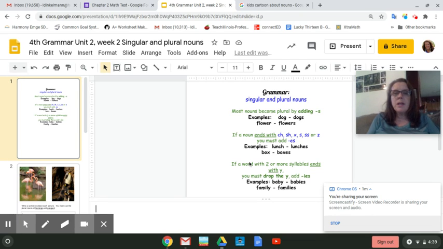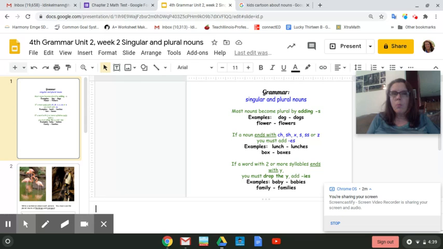And it says here that most nouns become plural by adding s. For example, dog becomes dogs, flower becomes flowers. Nothing too difficult there, and most of you do a great job on that. However, if a noun ends with ch, sh, x, s, or z, you must add an es. So examples are lunch, lunches, box, boxes. You can see how the one syllable words became two syllable words when we added the plural on those.